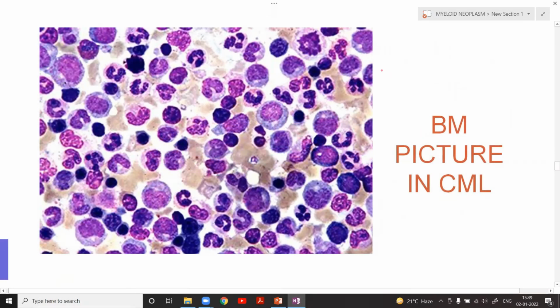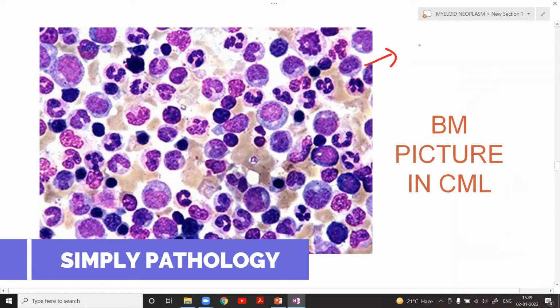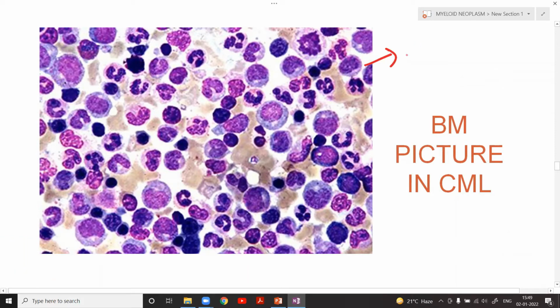At this diagram, what is the first thing that you understand when you look at this picture? Hypercellular. Very good. Is it not hypercellular? It is hypercellular. Now you tell me, are any of these cells present over here looking like dysplastic? Is there any dysplasia that you can see?